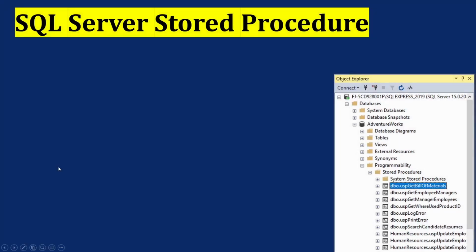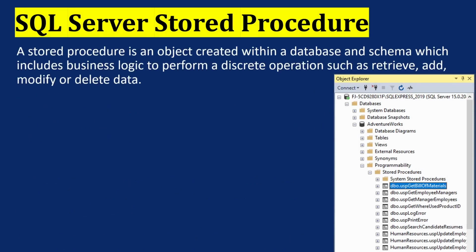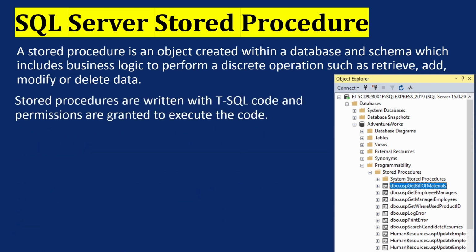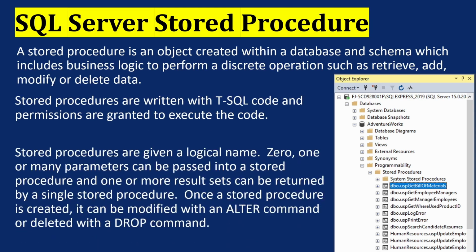SQL Server Stored Procedure. A stored procedure is an object created within a database and schema which includes business logic to perform a discrete operation such as retrieve, add, modify, or delete data. Stored procedures are written with TSQL code and permissions are granted to execute the code. Stored procedures are given a logical name. Zero, one, or many parameters can be passed into a stored procedure, and one or more result sets can be returned by a single stored procedure. Once a stored procedure is created, it can be modified with an alter command or deleted with a drop command.